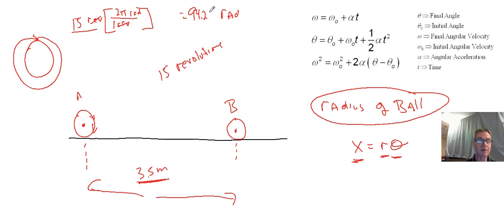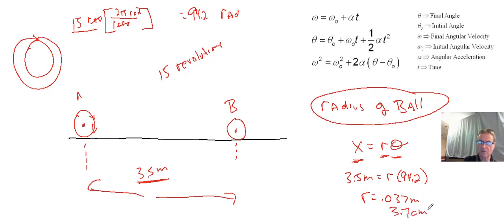So now I have my angle, and I've got my linear distance, so I can solve. 3.5 meters is equal to r times 94.2 radians. I divide each side by 94.2, and I get the radius of my ball, and it turns out to be 0.037 meters, or 3.7 centimeters, and that is the radius of the ball.